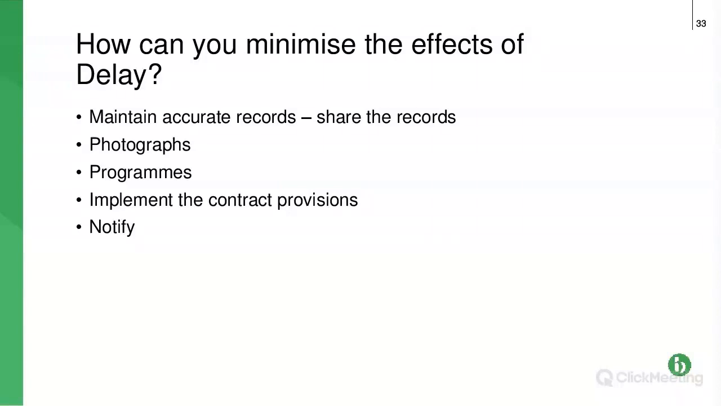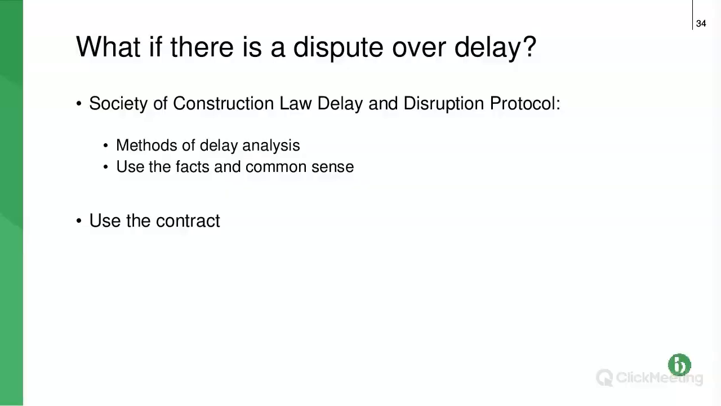So, if there are delays that you're going to be claiming, don't be shy, show them to the employer. Photographs are brilliant, they need to be dated, obviously. Programmes, this is why programmes are so important, because they show what was going on on a particular day, providing they've been kept up to date. Minutes of meeting, all these documents are really, really important for us if we have a dispute over delay.